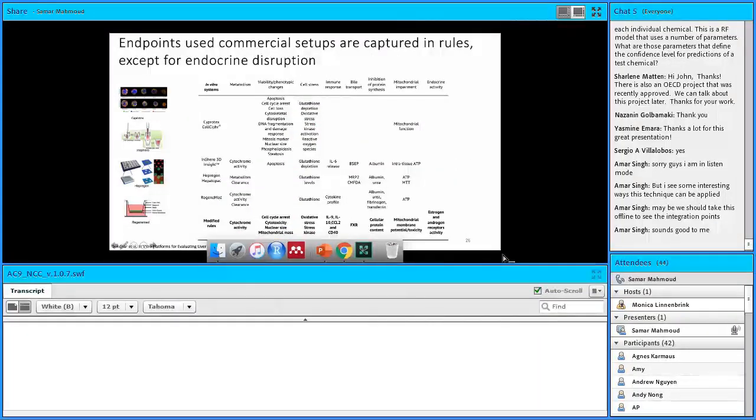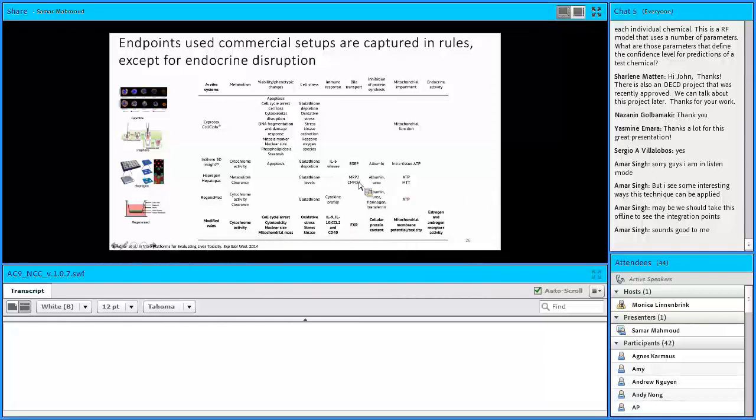Another thing that we've also explored is how the endpoints that have been captured in the rules compare with commercial setups for hepatotoxicity. And in this case, we have observed across different types of endpoints, including cytotoxicity, cell loss, cytochrome activity, cell stress, and mitochondrial impairment in general.